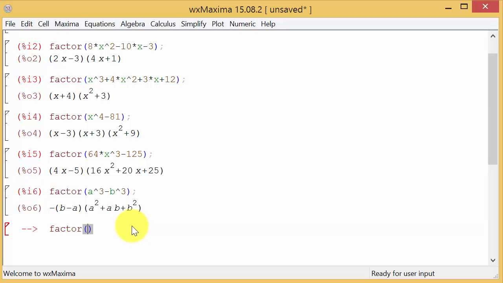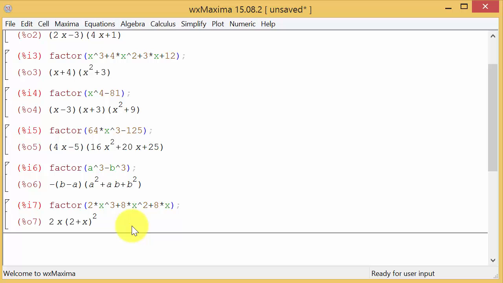The last one actually has a greatest common factor. Let's see if it'll factor that greatest common factor out and then finish factoring. So we get 2 times x cubed plus 8x squared plus 8 times x squared plus 8x plus 8 times x. And let's see what we get. Yep, see, it factored out a greatest common factor, 2x, there's that. And then, evidently, what was left over was a perfect square trinomial.